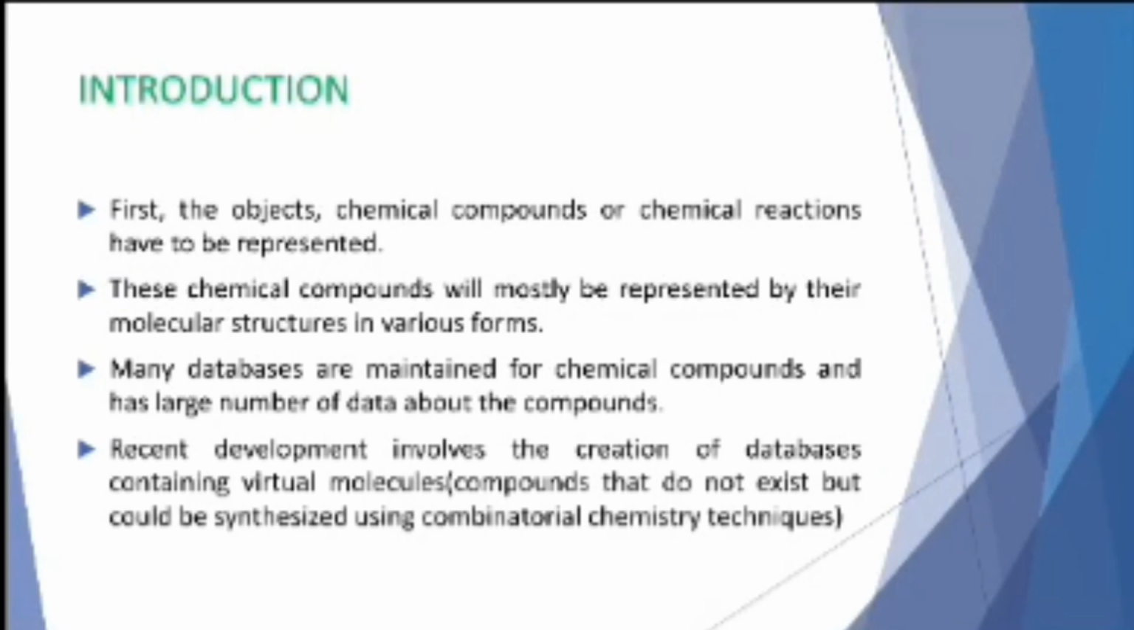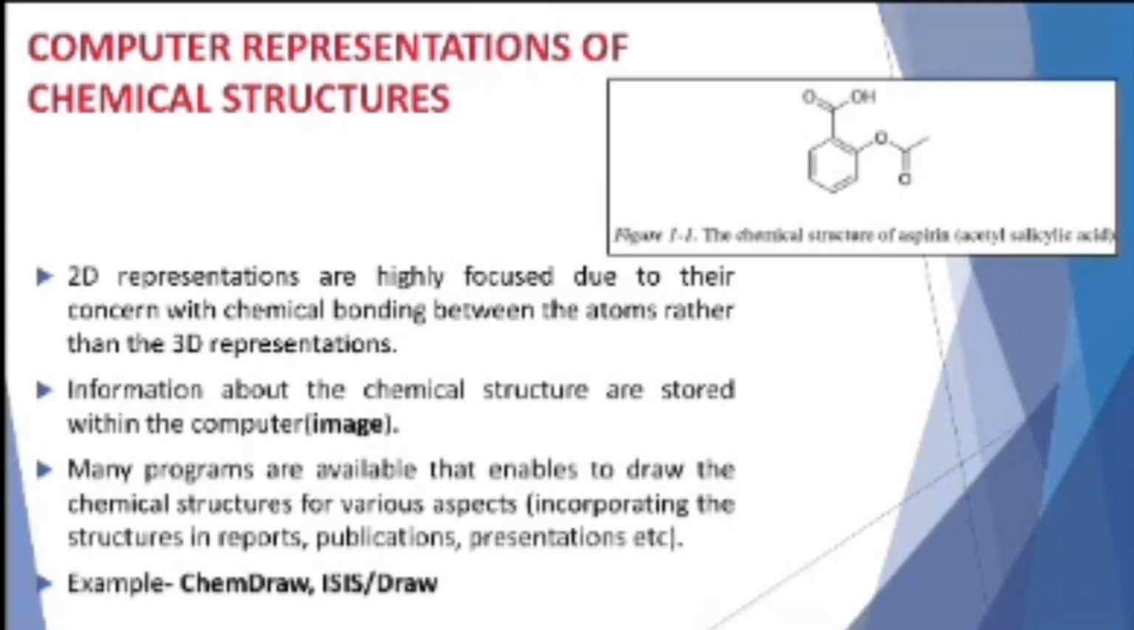So, streamlining processes in modern chemical research, reducing cost and accelerating the discovery of new compounds and materials, it plays a crucial role in bridging the gap between experimental chemistry and computational analysis. So many databases are maintained for chemical compounds and have a large amount of data about the compounds. Recent development involves the creation of databases containing virtual molecules, compounds that do not exist but could be synthesized using combinatorial chemistry techniques. So how does the representation happen?